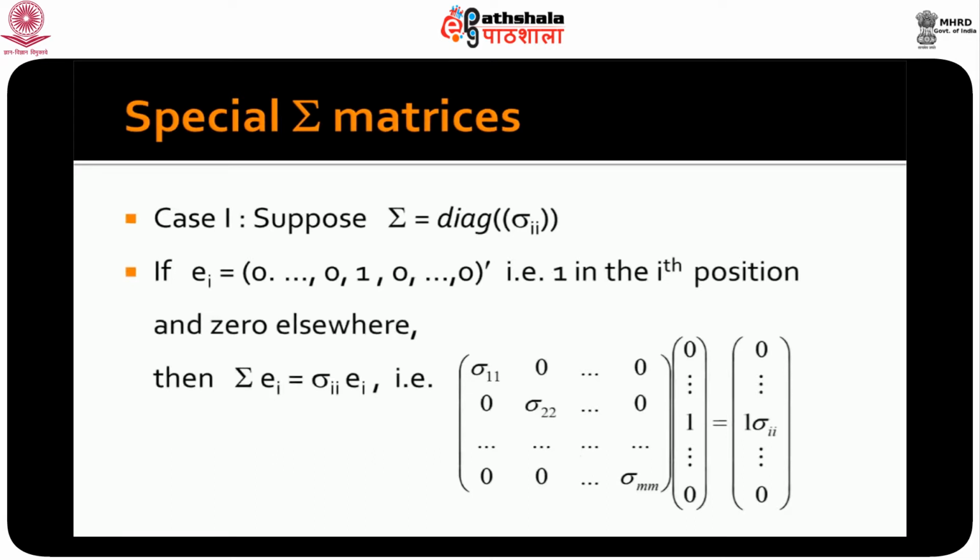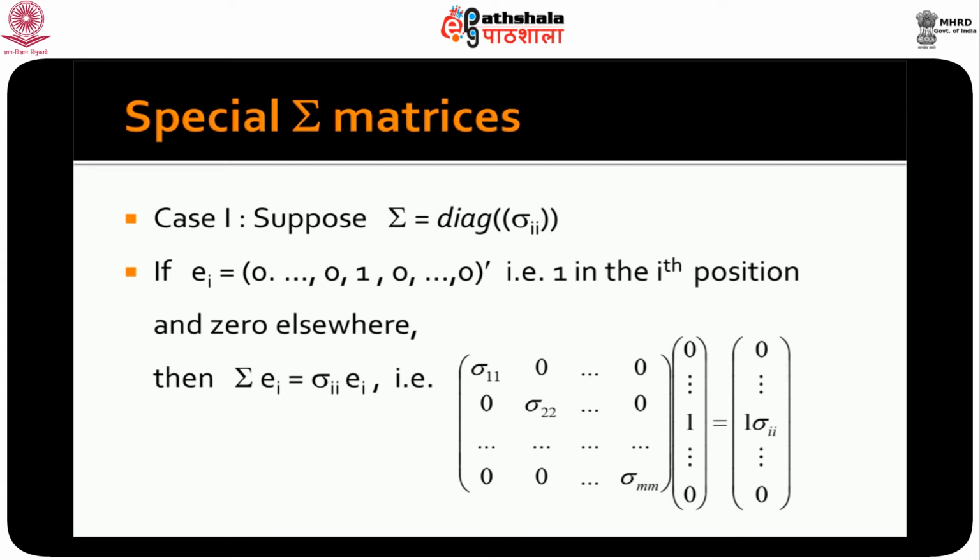Next, let us look at some special covariance structures. The simplest covariance structure that we can think of is when the dispersion matrix is diagonal, that is, it has sigma 1 1, sigma 2 2, up to sigma p p on the diagonal and 0 elsewhere. If we have such a sigma, then what would be our principal components?